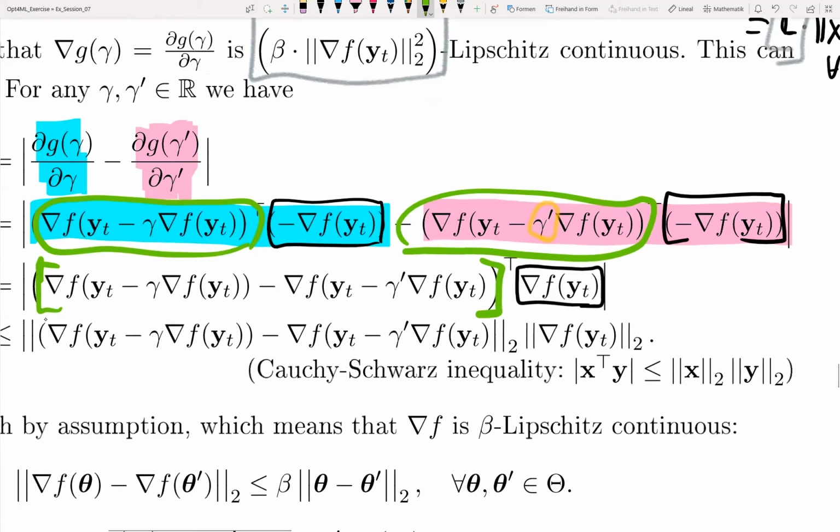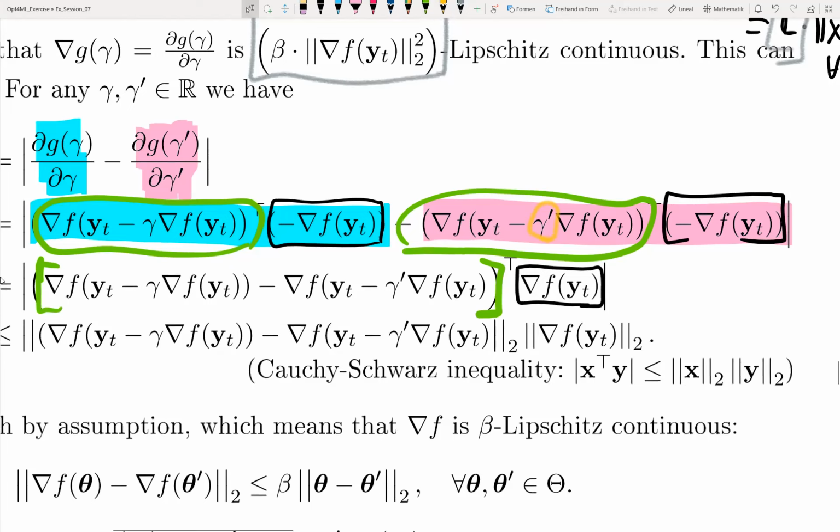And now, what do we have here? We have here an inner product, that's here in this green bracket in the last line, an inner product of some term, which is a d-dimensional term. And here, the inner product of that with some other d-dimensional term, namely the gradient evaluated at yt.